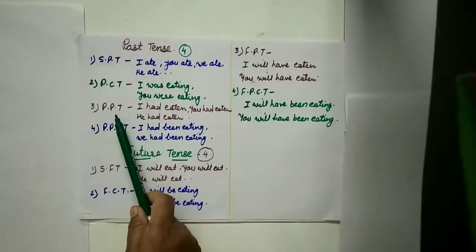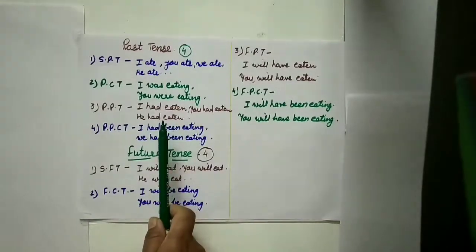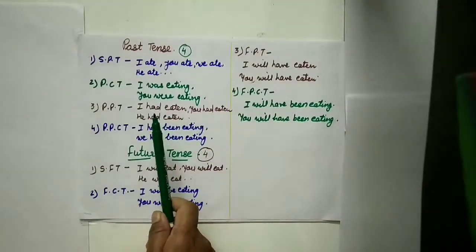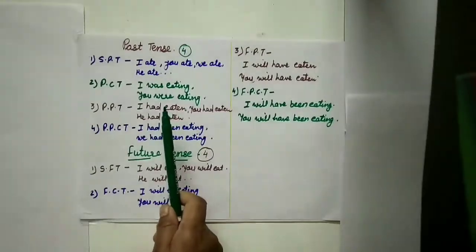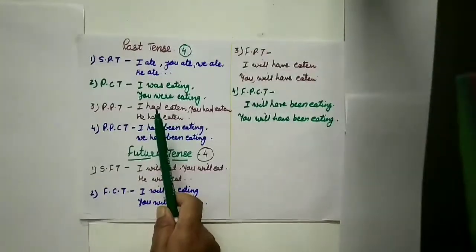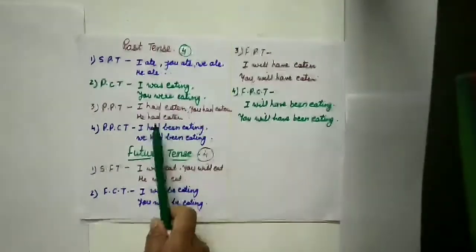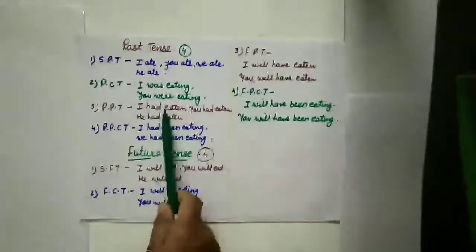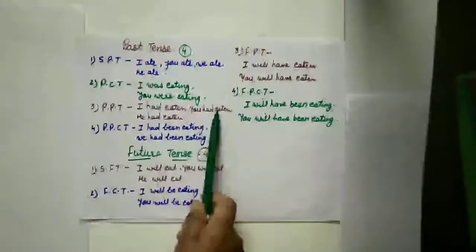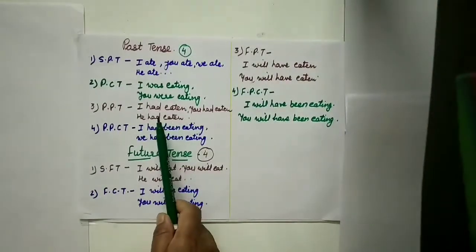Now, past perfect tense. Here, past perfect tense describes an action completed before a certain moment in the past. These actions were completed before a certain time in the past. I had eaten, you had eaten, he had eaten. Okay, just now these actions had been completed.